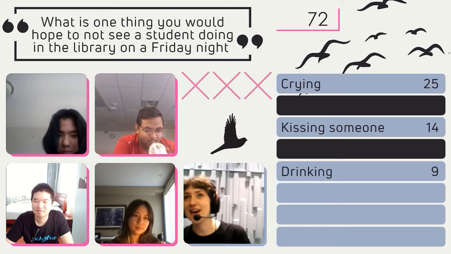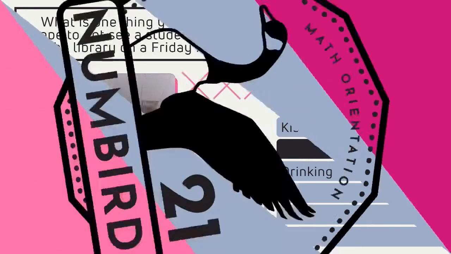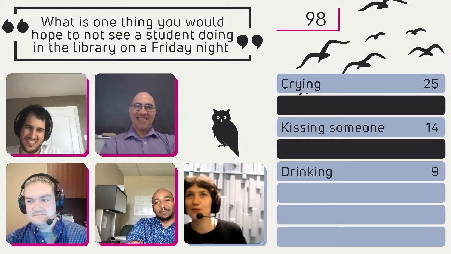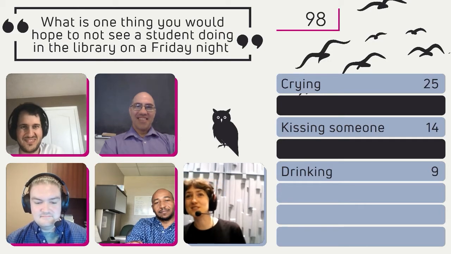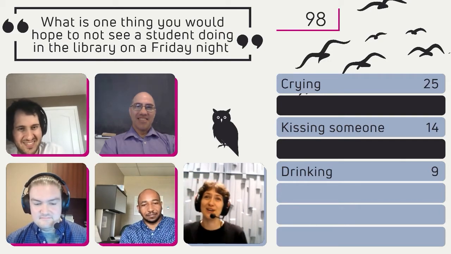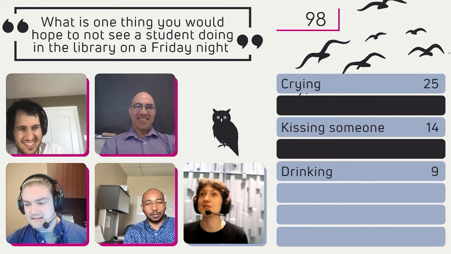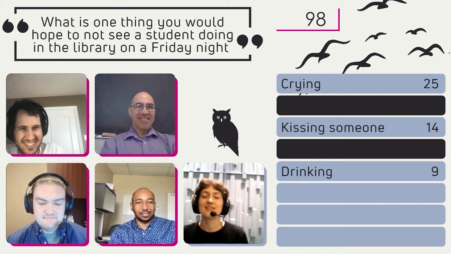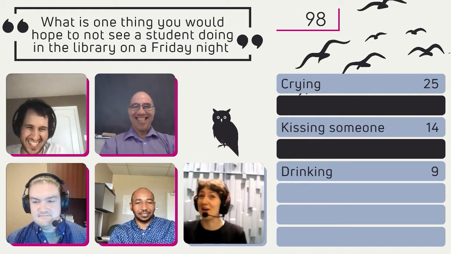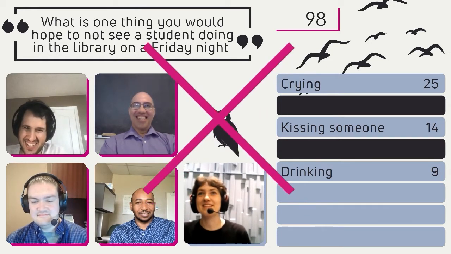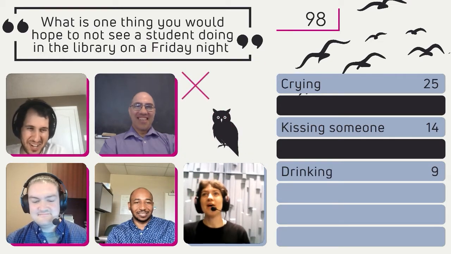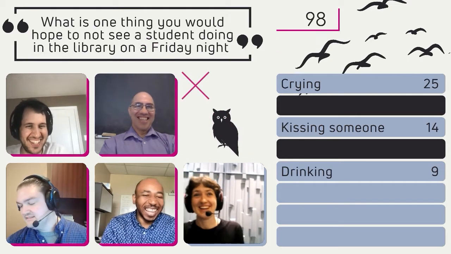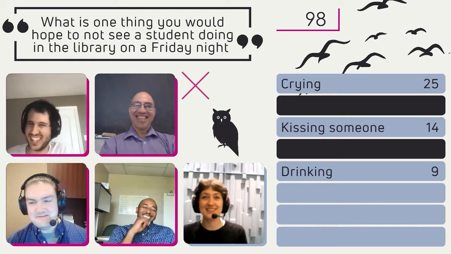Spoilsports. Okay, let's give our professor team the opportunity to steal. What's something that you think other students hope not to see in the library on a Friday night? Someone changing clothes. Yeah, I also hope not to see that. Jordan's got a theme going on. Libraries are not the place for these things.